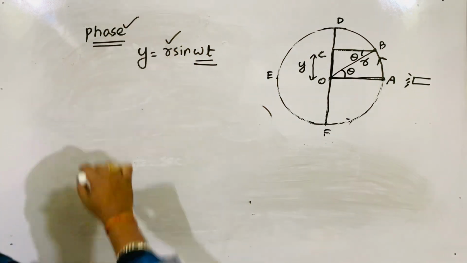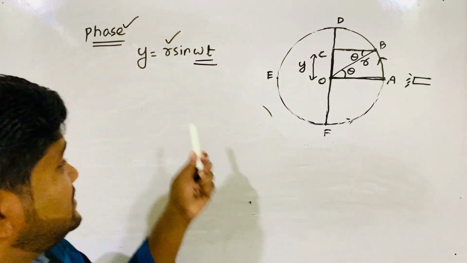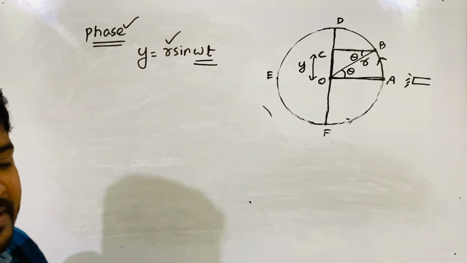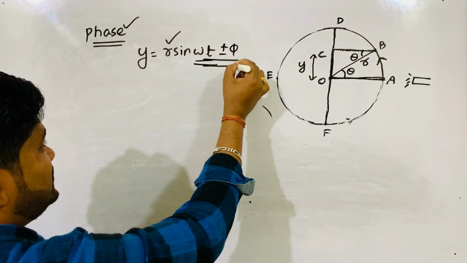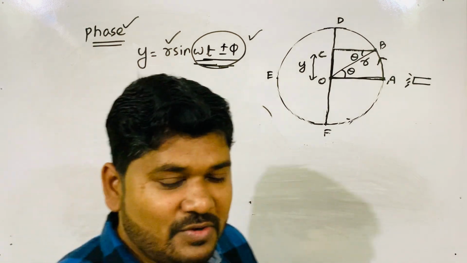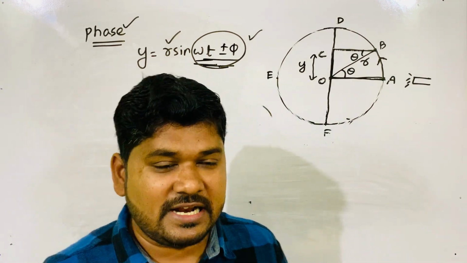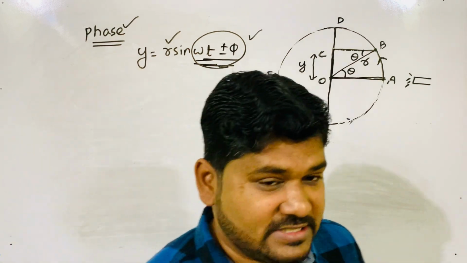This is a new word for you, which is most required in class 12 to understand properly. This quantity is phase, but I have written here plus or minus phi. The whole is called phase, with the sine term. The whole is called phase. This is the general equation. Now, what is actually this phase? Let's come.